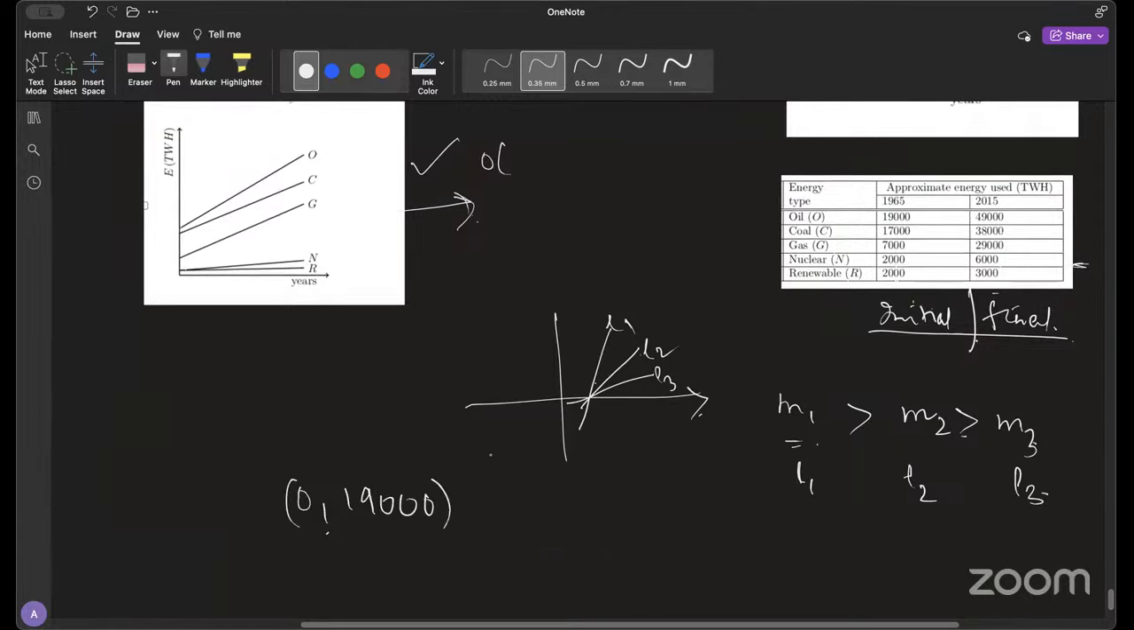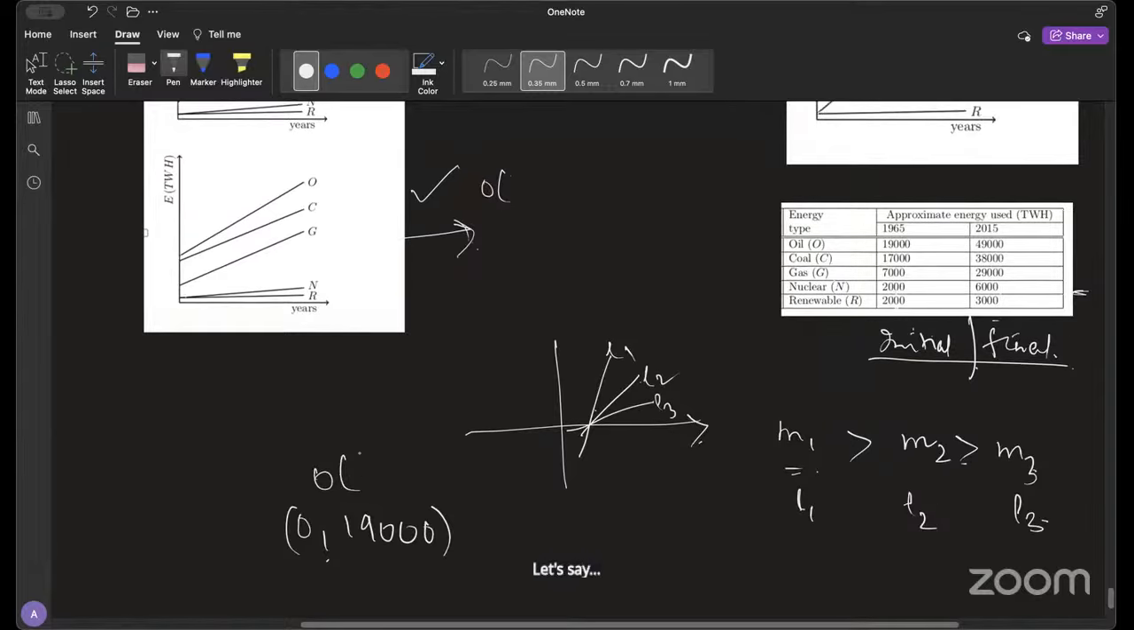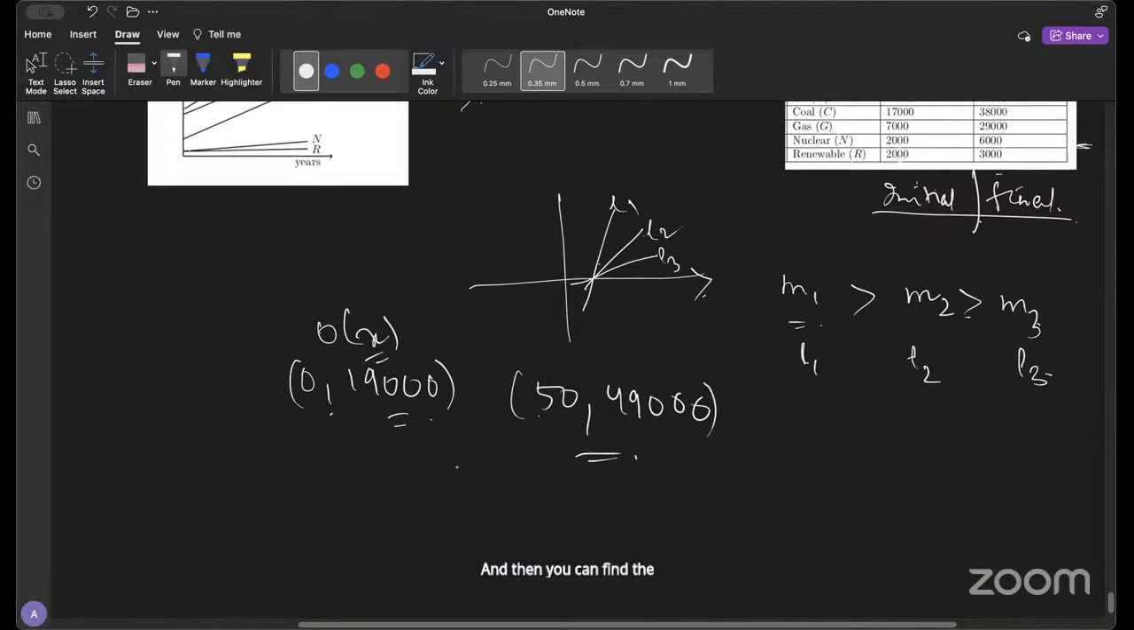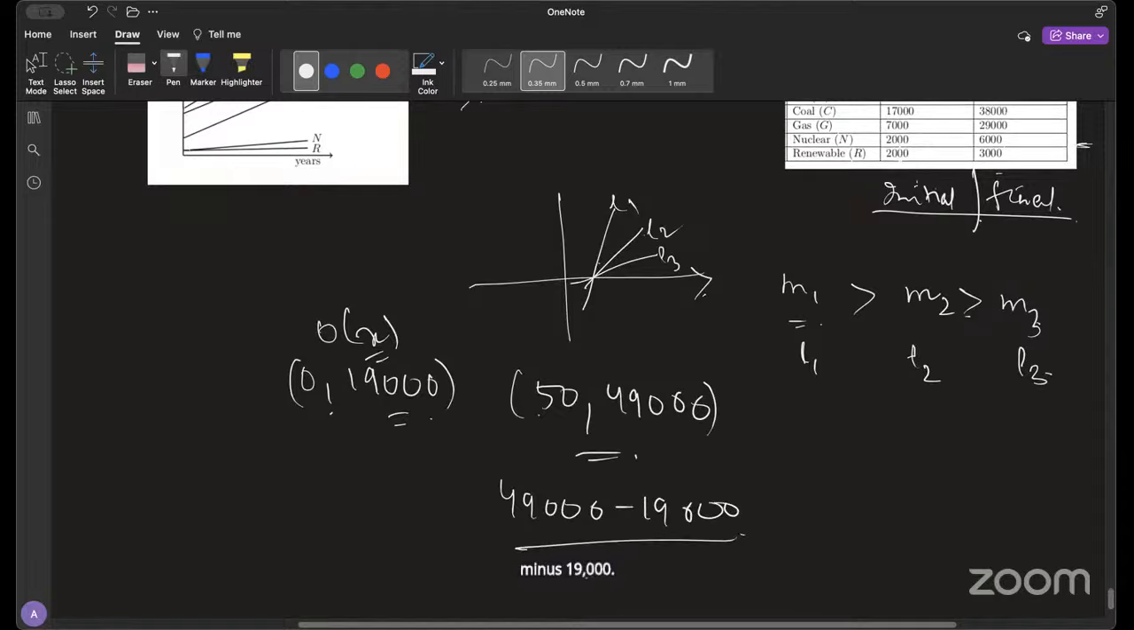For the oil function, let's call it a function of x only. So for the oil function, this is 1 point, and the other point is 50, and this. These are 2 points. Then you can find the slope of these two by taking y1 minus y2. So this will be 49,000 minus 19,000, and then 50 minus 0.